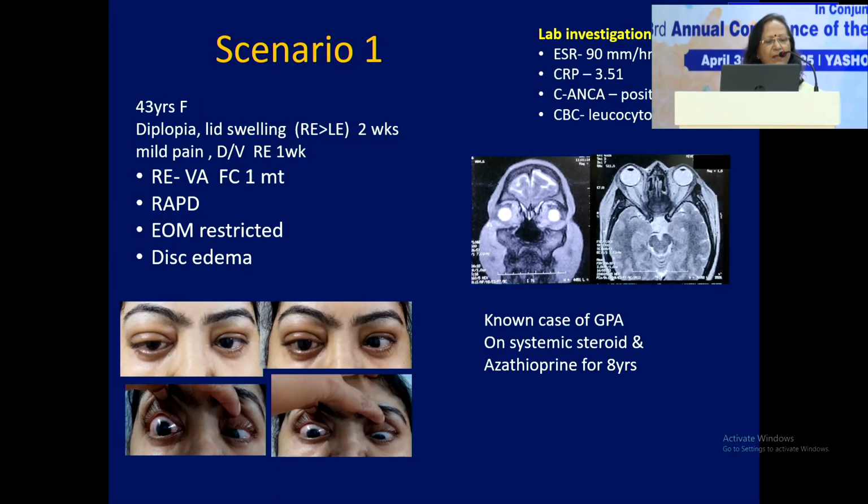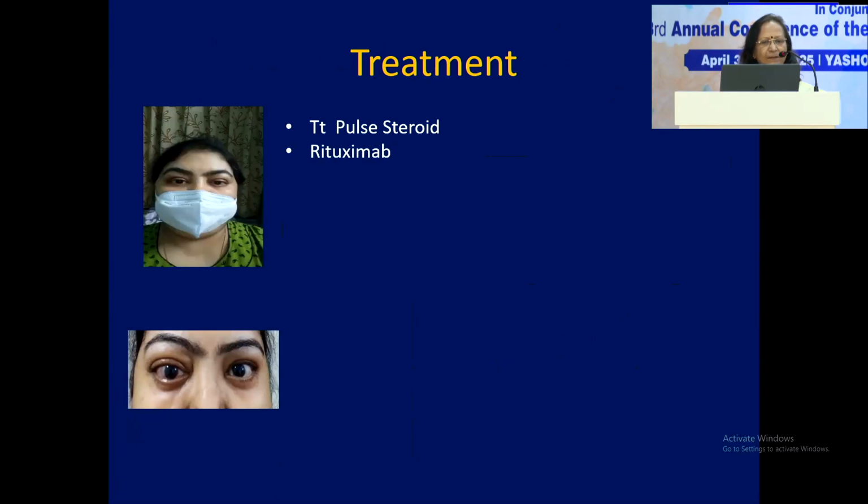So how can we manage this type of case when the patient is already on systemic medications? We treated the patient with pulse steroid for 3 doses and also started rituximab, because rituximab will take some time to act. By that time the pulse steroid did wonders. During the COVID time, she sent this video from her home. It has come back nicely.